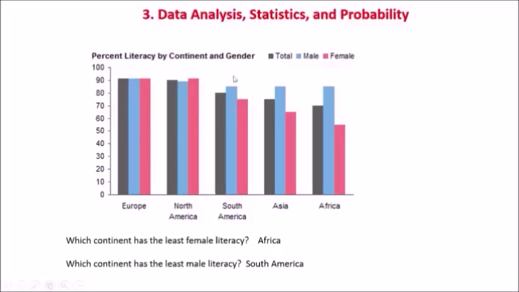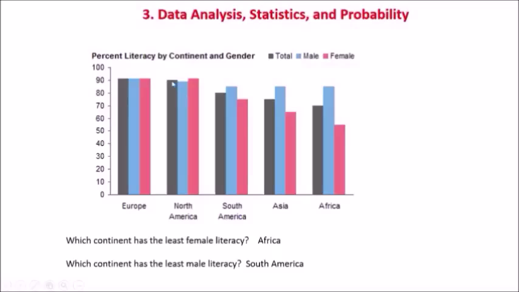And then again, up at the top, you see the legend or you see the key. It tells you the gray color means that it's total. Blue means it's males only. And pink means it's female only. So if you see Europe, if you go across, you see that in Europe, overall total 90% literacy rate. Males and females also 90%, 90%. So it's the same for Europe.